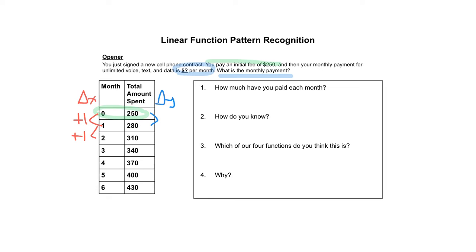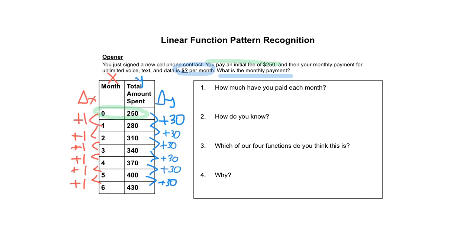So from 250 to 280, that's an increase of 30. You can use your calculator to subtract 280 and 250 to get that value if you're not seeing that right away. So in looking at this table, you can see that the change in X for all of our months is 1, and the change in Y for all of our Y values, which is the total amount spent, is 30.